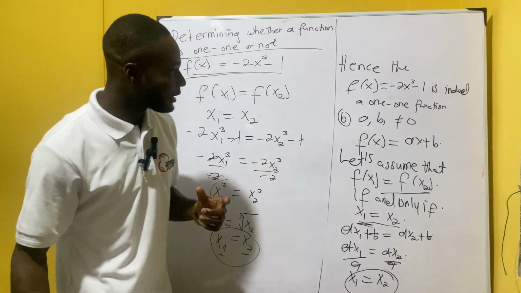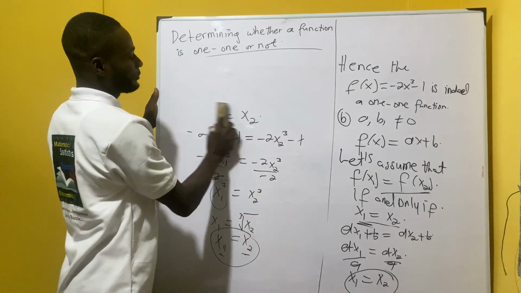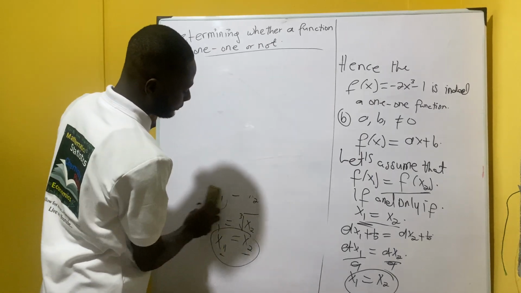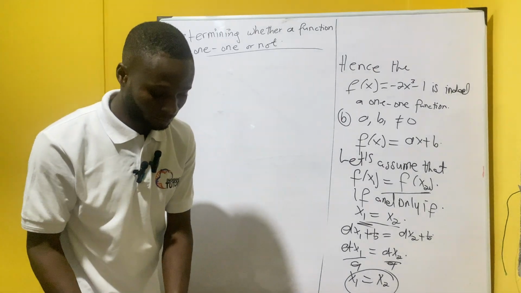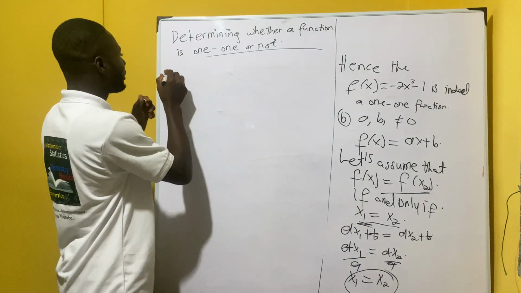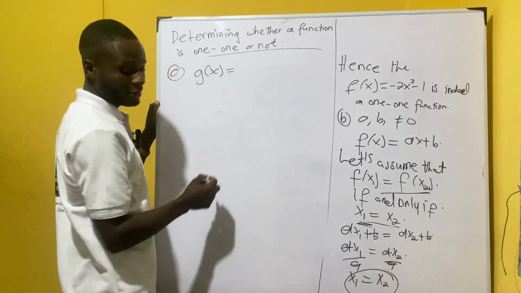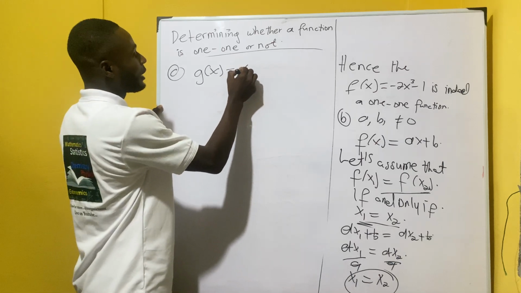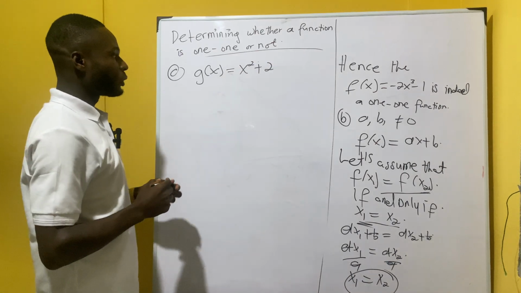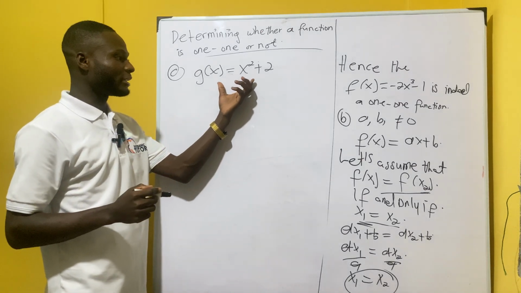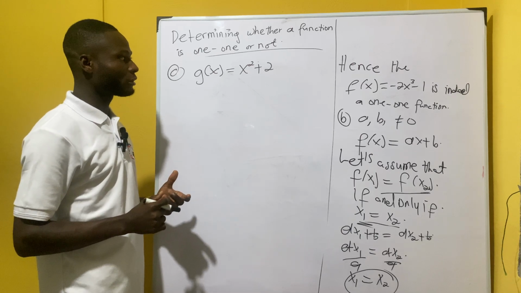So let's check the third problem. The third problem is g of x is equal to x squared plus 2. This particular function, we want to determine if it is a one-to-one or not.